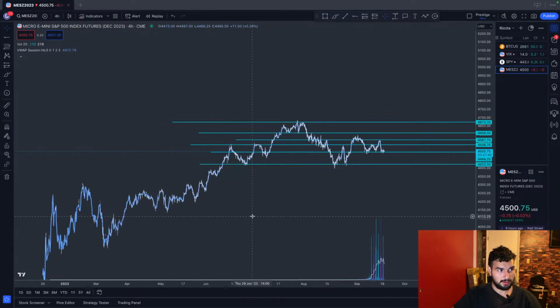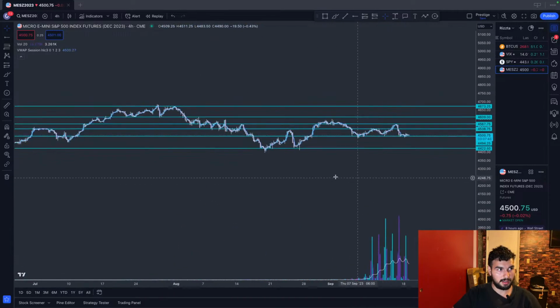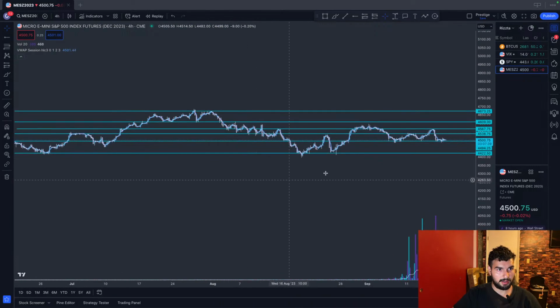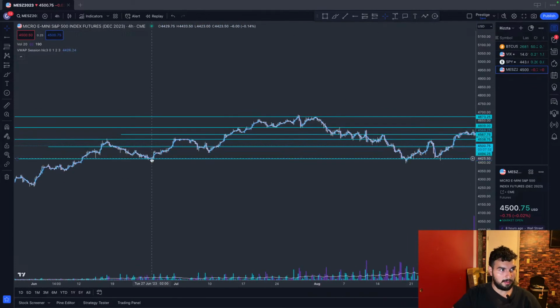So now that I've got those 4-hour levels done, see right here, nice rejection. We have a nice rejection right here, a bounce right here, and more bounces right here, and a rejection right here.